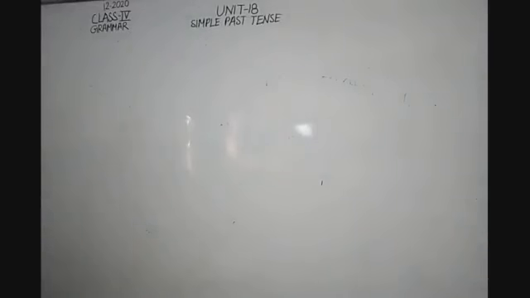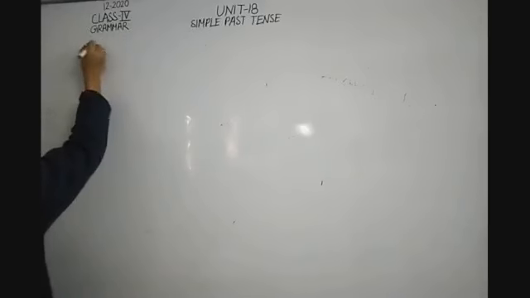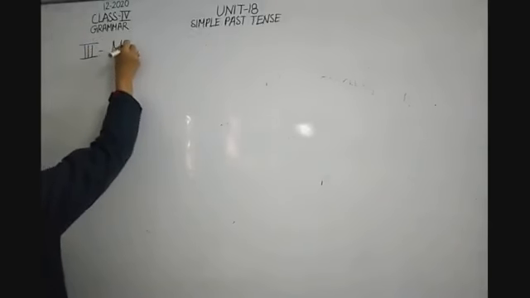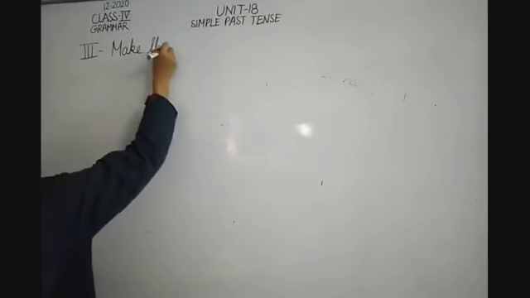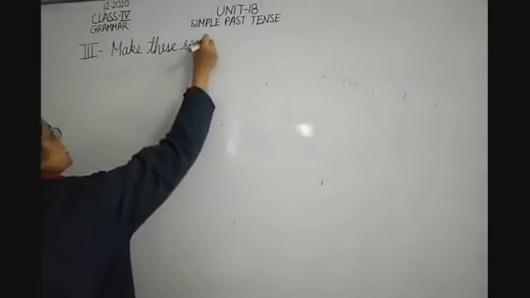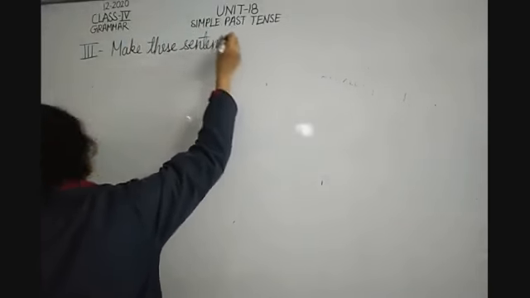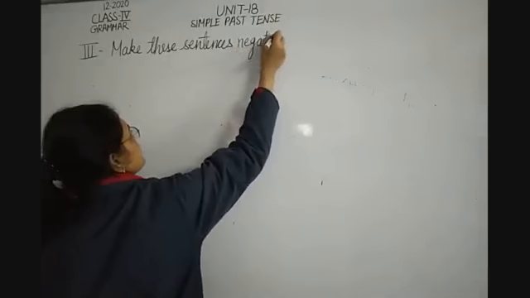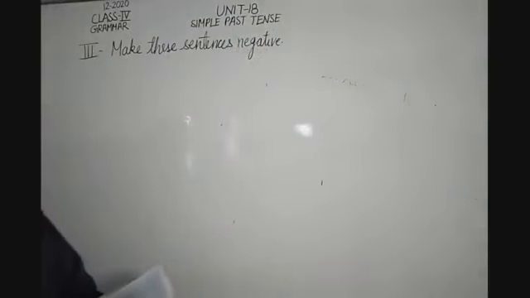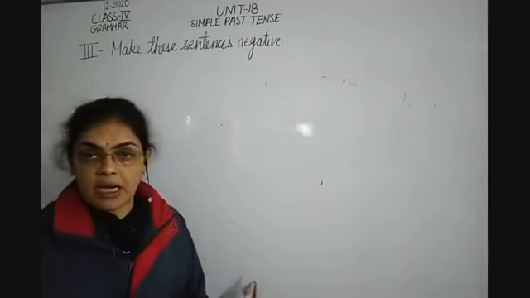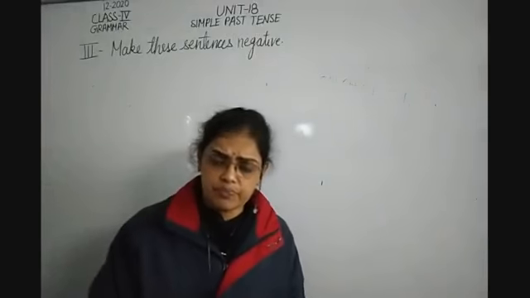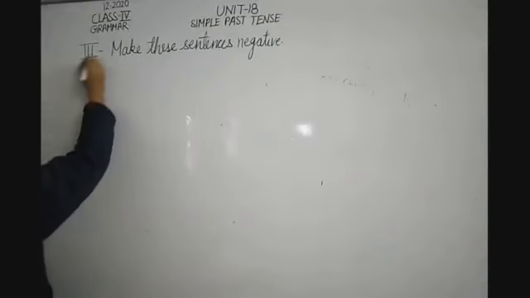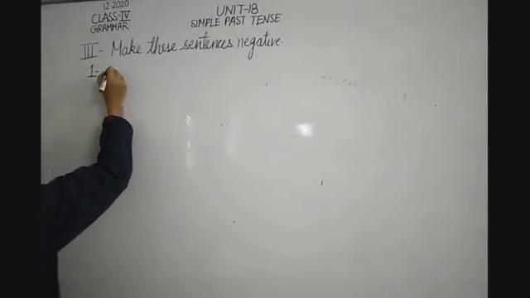Now, exercise 3. Make these sentences negative. The first one has already been done for you children. Fine. So I'll explain the first one first. है ना? First वाला already book में solve किया है. But then you need to understand that how you have to change this into negative.